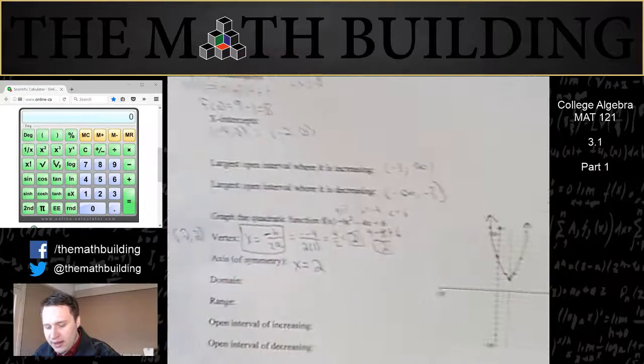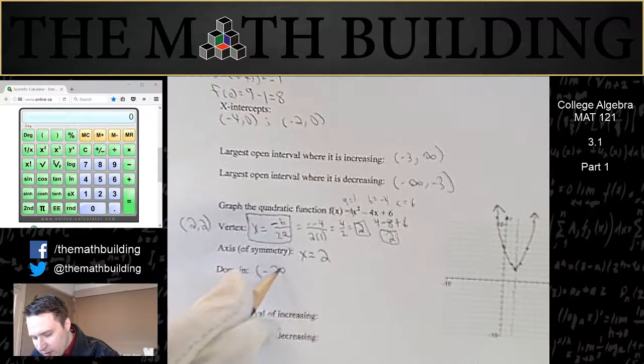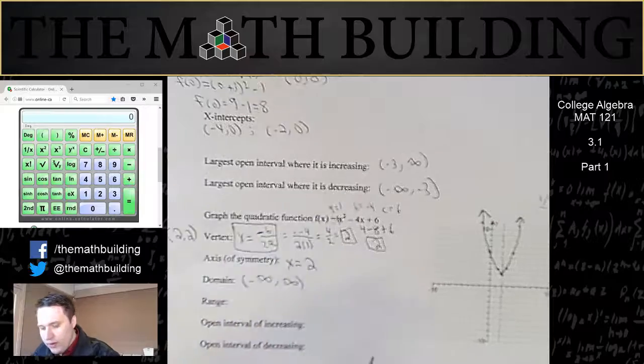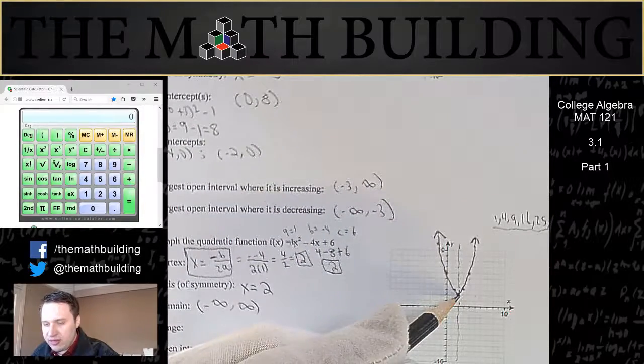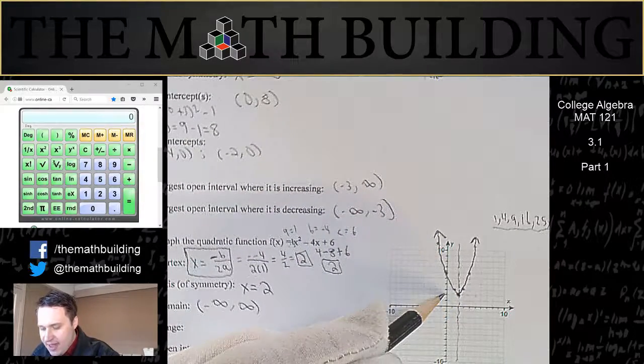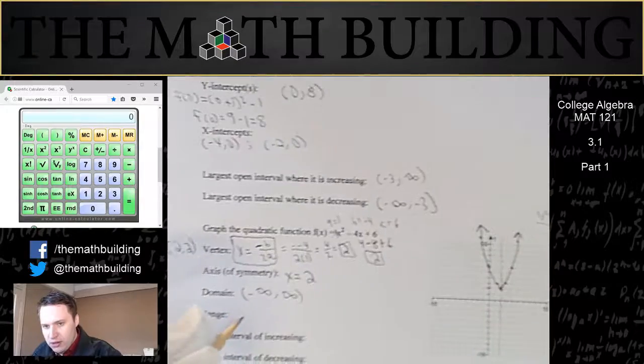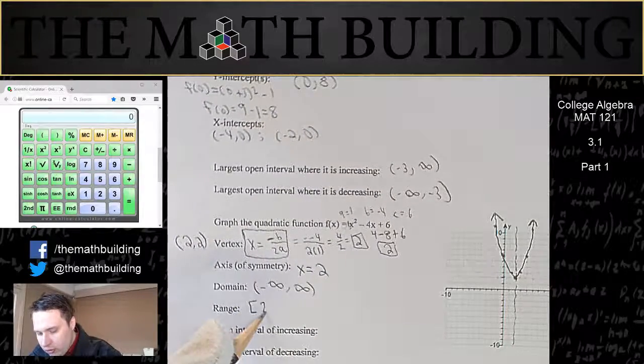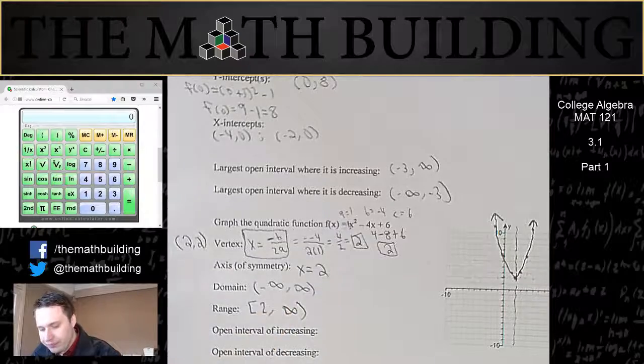Domain, we can plug in any point, so the domain is all real numbers. The range, we're looking at the y values. We see that there is a minimum on our graph, and that minimum value is 2. So the range is only from 2 onwards.